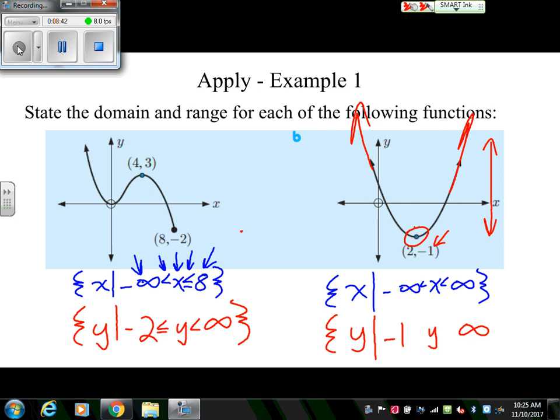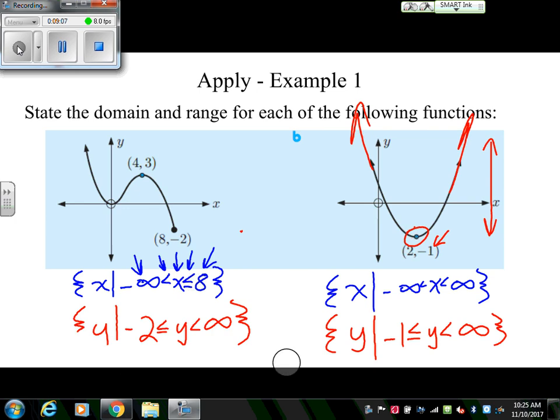I put my y in between. Now, did it ever actually hit the negative 1? And the answer is yes. That was our vertex. It included that on the graph, so I'd put a less than or equal to. And then for my highest value, it's infinity. You can't ever reach infinity, so I would not be equal to that. And voila, there is my domain and range for the second one.